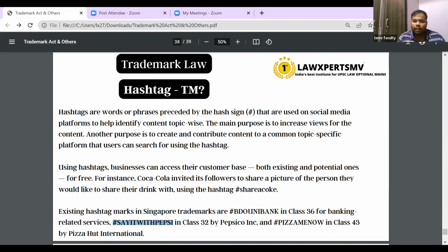So there is the Pizza Hut company. You all know Pizza Hut, in comparison to Domino's. Only Pizza Hut can use the phrase "pizza me now" in the hashtag. Nobody else can use it. That is also a trademark. But this aspect of a hashtag trademark is not popular in India as of now, but it is gaining popularity. Soon you'll have trademarks on hashtags also.